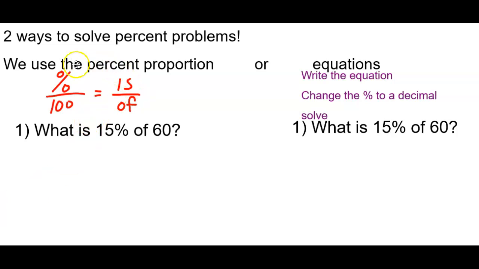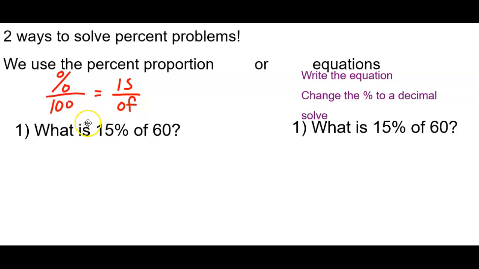So we have this proportion. We learned about proportions in our last section, and this is a specific proportion. Just like we had a specific equation to find area of a circle, this is a specific proportion to find percent of something. And it goes like this. That's percent over 100 equals whatever the is part of the sentence is over whatever the of part of the sentence is.